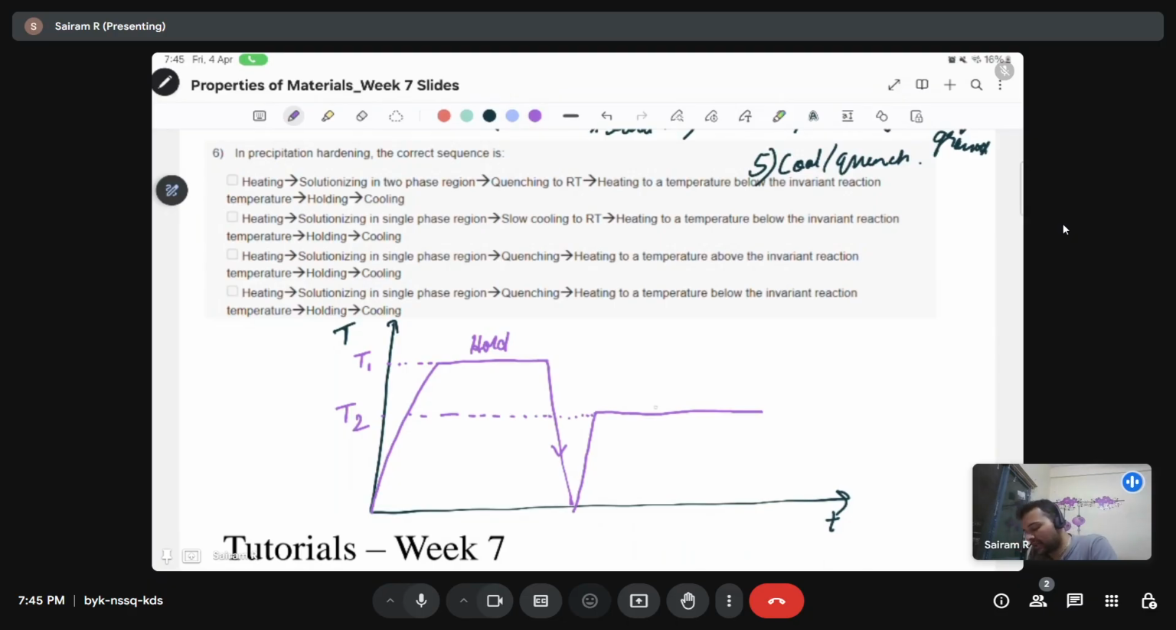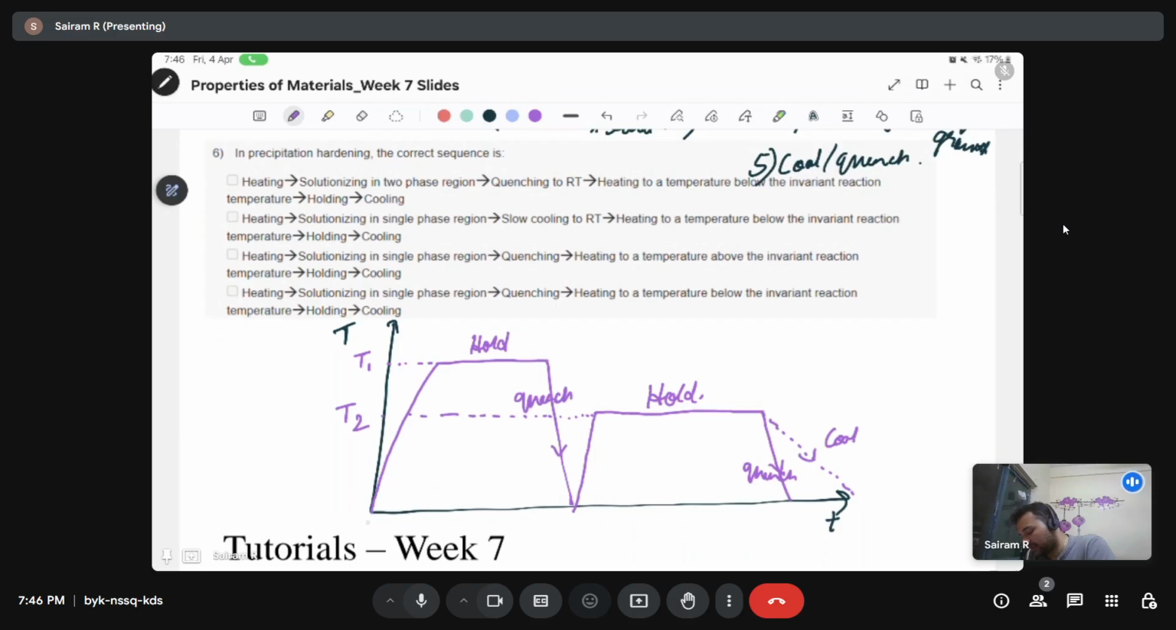Right, I hold it again, and then now I have, depending on how I want my strength to behave or my material to behave, I can either slow cool it or I can quench it again. Right, I have two different options: cool and then quench. This is a quench. Right, this is what I have for my material. Okay, so this is the heat treatment cycle.